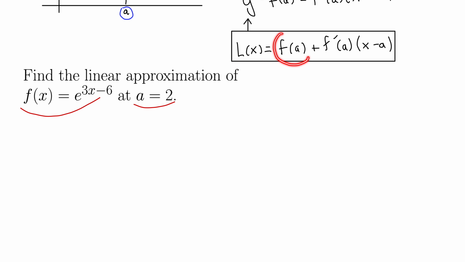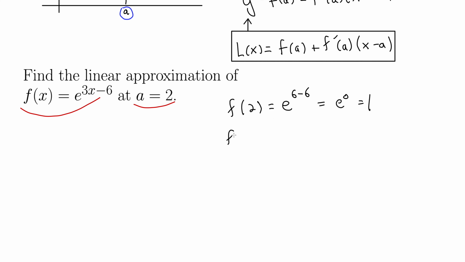We need f of a and f prime of a, and in this case, a equals 2. So let's evaluate f of 2. F of 2 is, plugging in 2 to the function, e to the 6 minus 6. Well, e to the 0 is happily 1. That's a big relief. Always nice to get rid of the e values when you can.